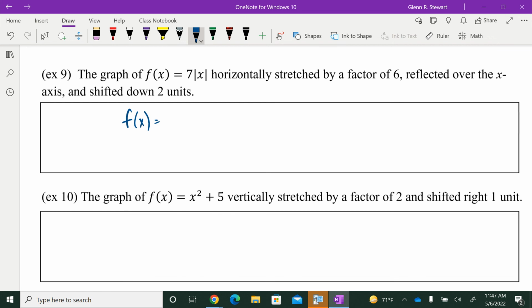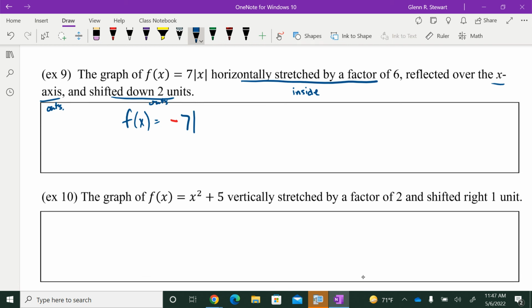All right. So we've got a horizontal stretch by a factor of 6. That should go on the inside. We've got a reflection over the x-axis. Okay, that's going to be on the outside. And then a shift down, that's also going to be on the outside. So I'm going to start with, I've got the 7 and then the absolute value of x. This is going to create a negative because of that reflection. Negative 7.